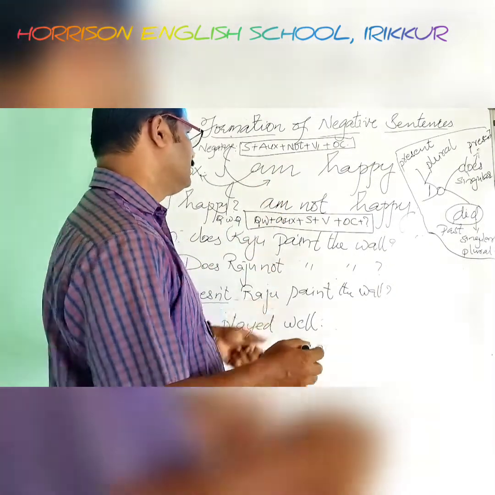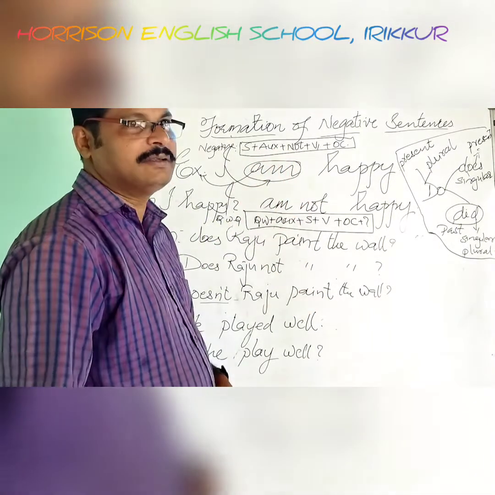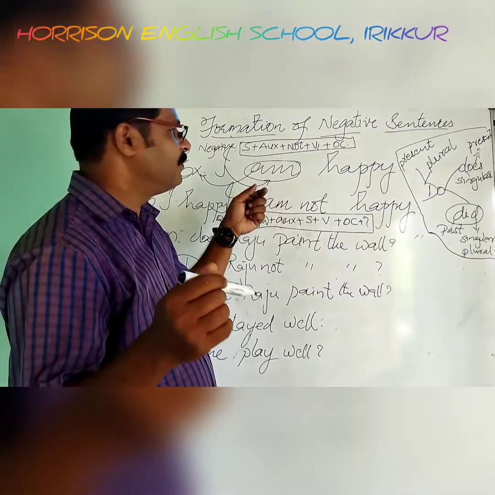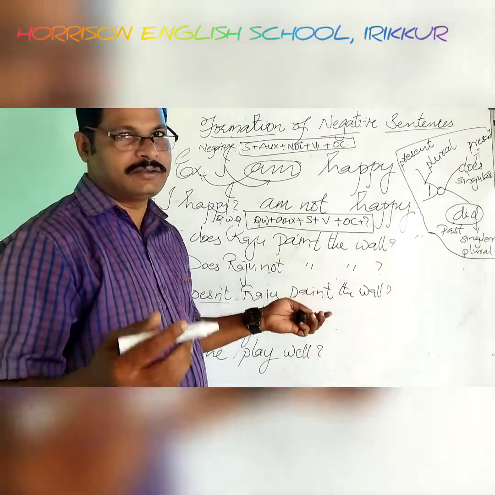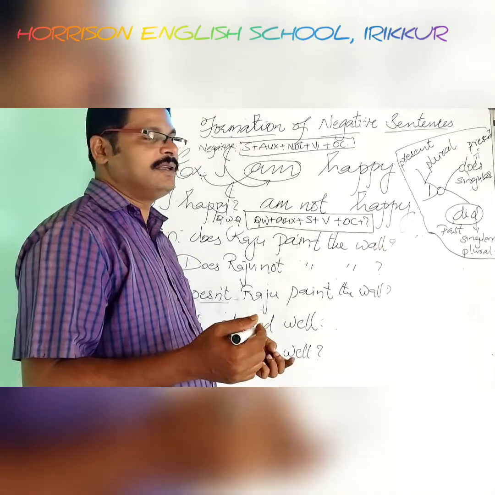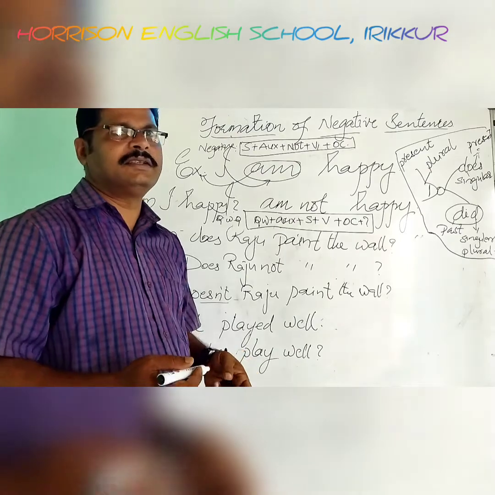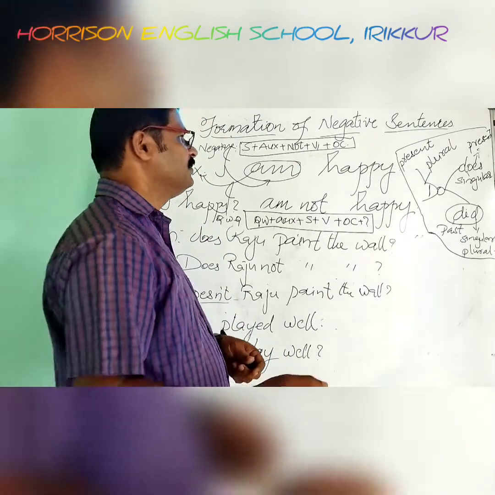So remember, once again, I am going to conclude what we have learned today. How to make a negative sentence? If an auxiliary is there, it is easy. We can add not to the auxiliary verb. They are playing, they are not playing. She is singing, she is not singing. He is reading, he is not reading. So that is easy. But if the sentence does not contain an auxiliary verb, how to do it? That is what is important.